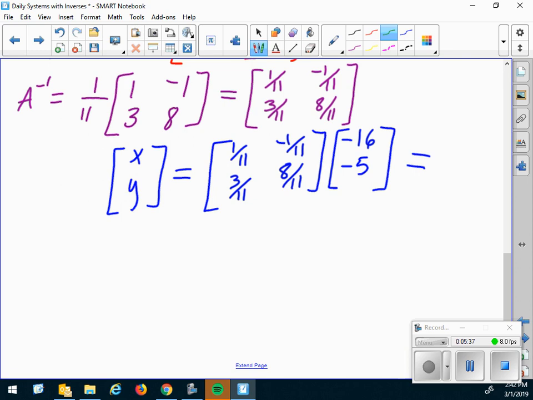What is the answer going to be? What dimensions? Yeah, this one's a 2 by 2. This one's a 2 by 1. So my answer is going to be a 2 by 1. All right, row 1, column 1. -16/11 plus 5/11. What's that equal? -16 plus 5 is -11/11.